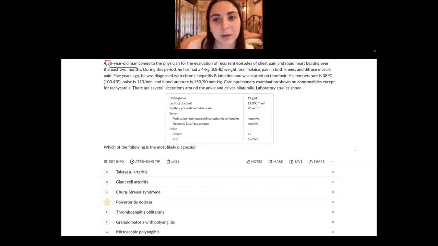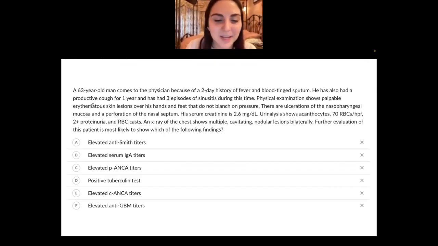Polyarteritis nodosa is usually in males, usually middle-aged males. And I was surprised, Amboss gave you 50-year-old, like middle age as it gets. I was like, wow, that was good.